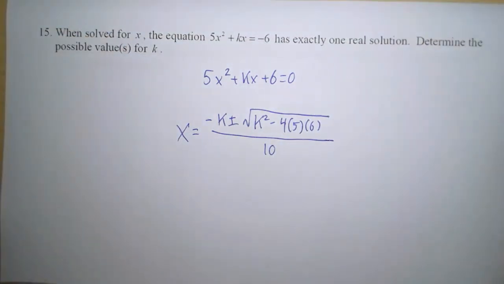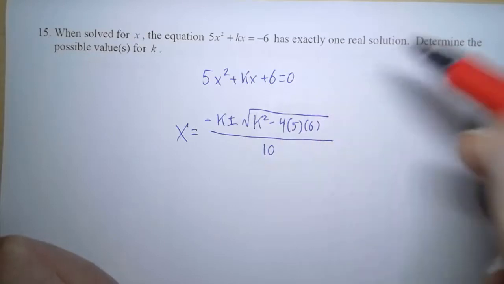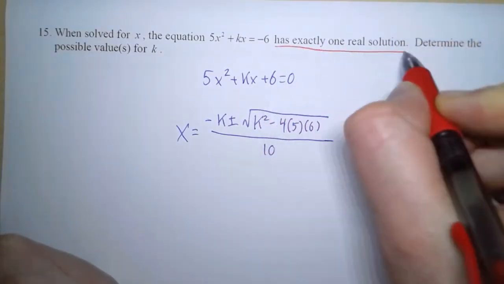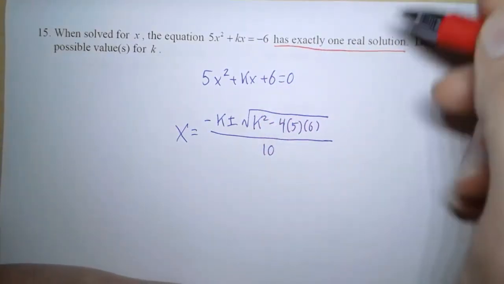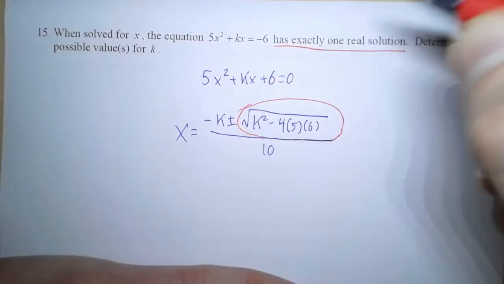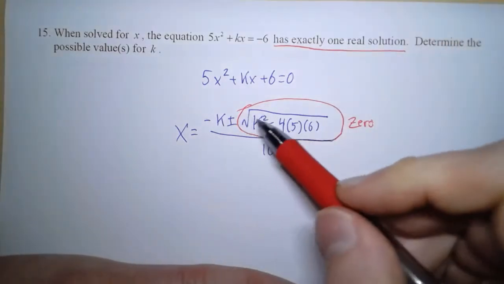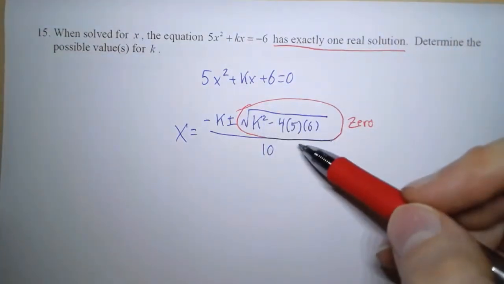Now quadratic equations always give us two answers. Why? Because we have this little plus or minus here. But it says that this has exactly one solution. So how can we have one solution? Well, the only way we could have one solution is if this is equal to 0, because adding 0 and subtracting 0 does nothing.